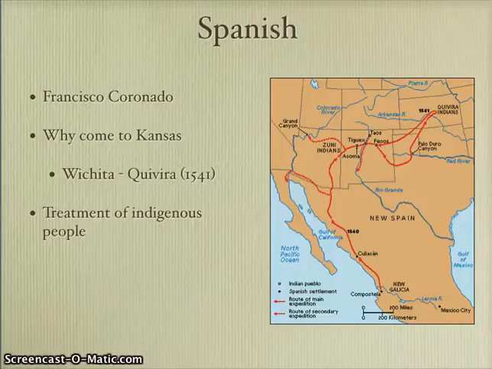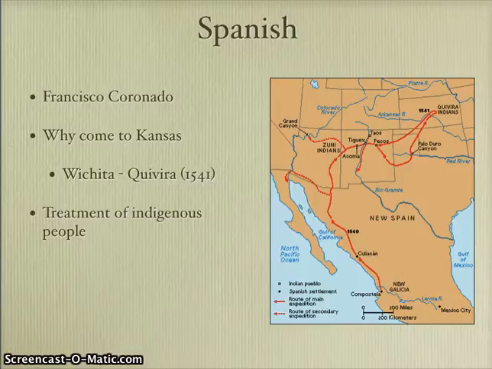One of these famous explorers is Francisco Coronado. Probably next year in U.S. history you might talk a little bit about him, and you'll definitely talk about him in world history. But what we need to know is that Francisco Coronado was a Spanish explorer.